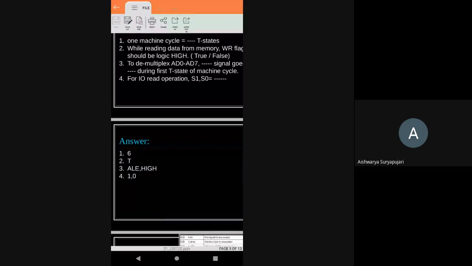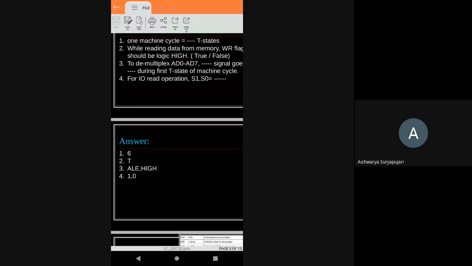And the fourth one, that is for IO read operation, S0 आणि S1 चा status, that is S1 comma S0 is equal to 1 comma 0. So that answer I got. So this is what the answers for these questions, whatever we have seen in this quiz.